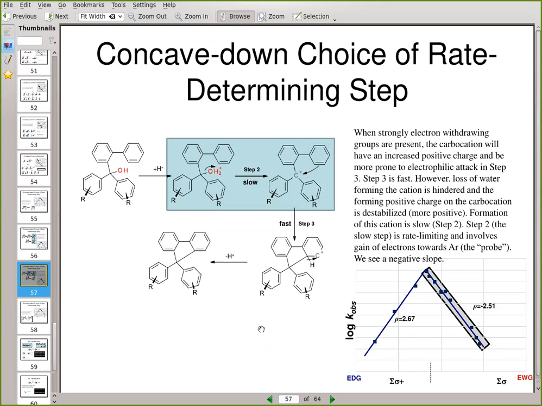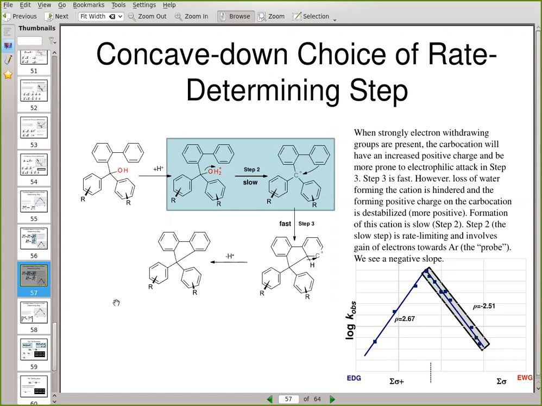Okay, so this is different. The concave up was a choice of mechanism. There were two pathways available. In that case, it was the faster mechanism that took place. All the molecules were changing according to the fast mechanism. The slow mechanism had no chance to catch up to that fast mechanism. In this case, you've only got one mechanism.